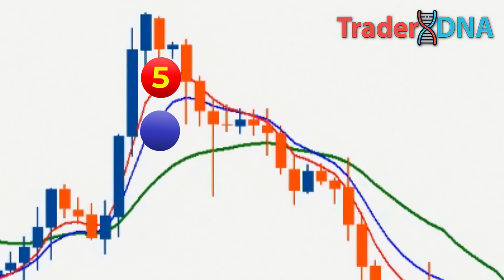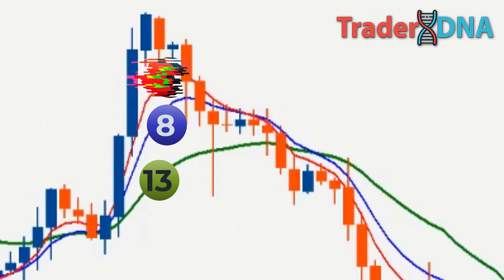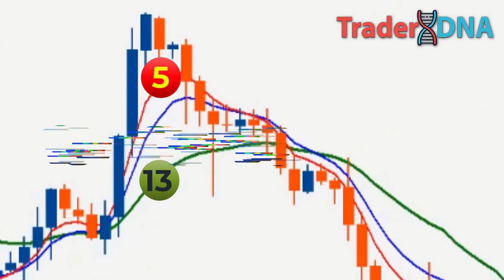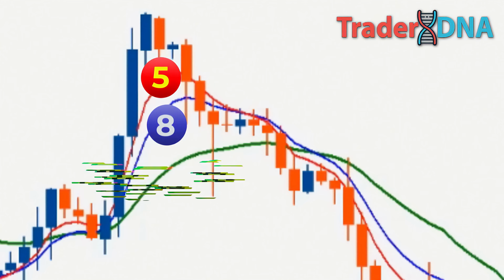5, 8, and 13 are the different period measures of EMA signal lines. In our strategies, the red one is EMA 5. The blue is EMA 8. And the green is EMA 13.